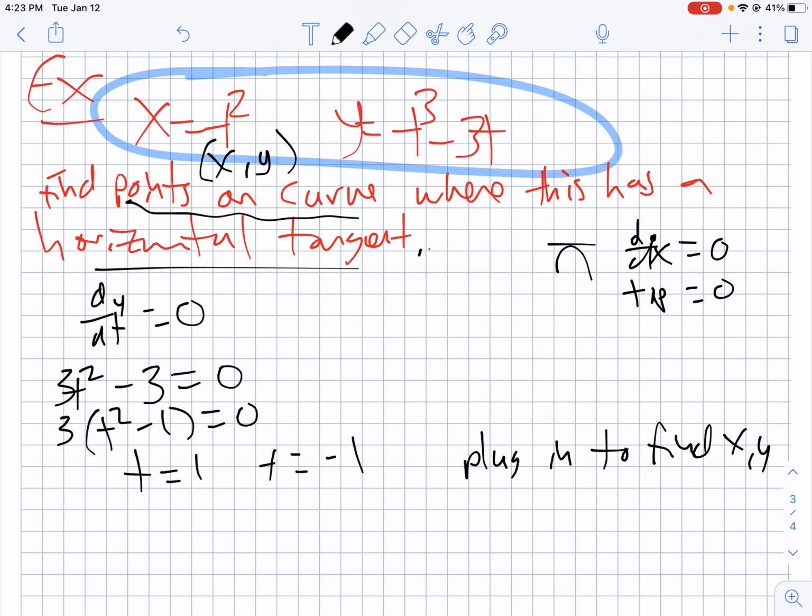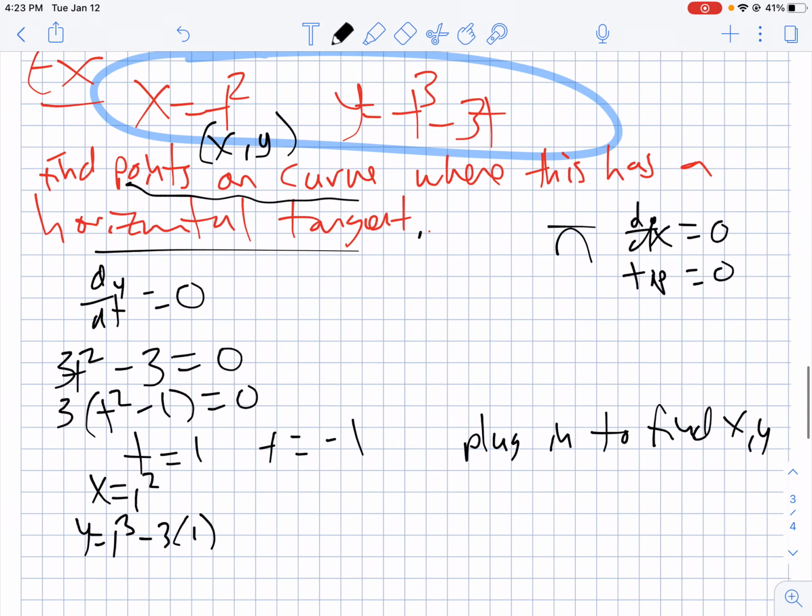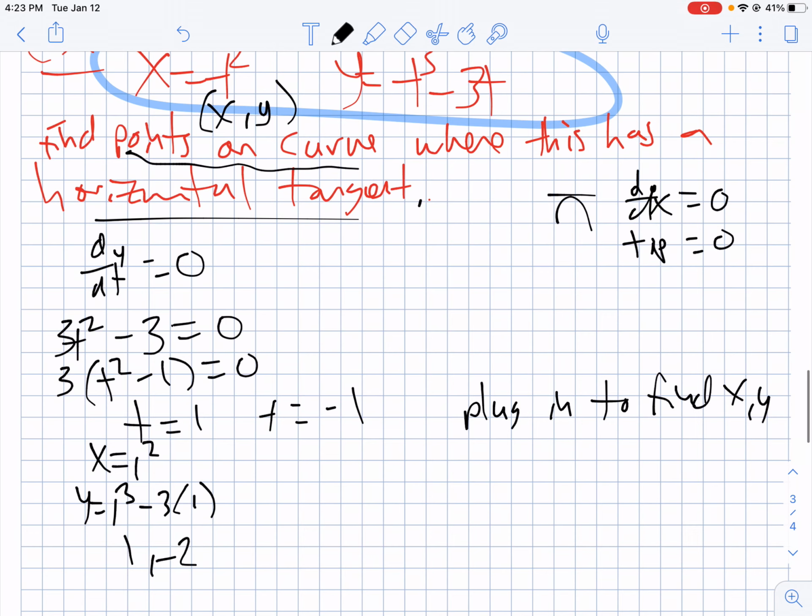Okay, so when t is equal to 1, let's go back to these equations for x and y. When t is equal to 1, my x is equal to 1 squared, my y is equal to 1 cubed minus 3 times 1. So that just gives me the point 1 comma negative 2. When t is negative 1, I have x is equal to negative 1 squared, which is still 1, y is negative 1 cubed minus 3 times negative 1. I don't know, it's like negative 1 plus 3 or something, so that's negative 2.